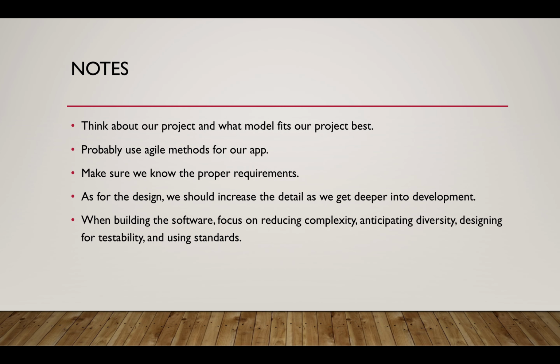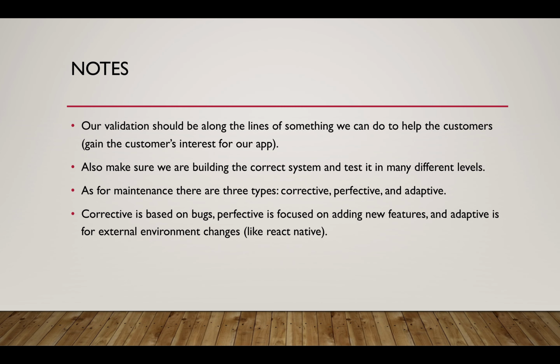And when building the software, focusing on reducing complexity, anticipating diversity, designing for testability, and using standards are the four columns that we need to look at. Our validation should be along the lines of something we can do to help customers, in other words, gaining the customer's interest for our app. So gaining validation from the people that are going to use it. We should make sure we are building the correct system and test it at many different levels.